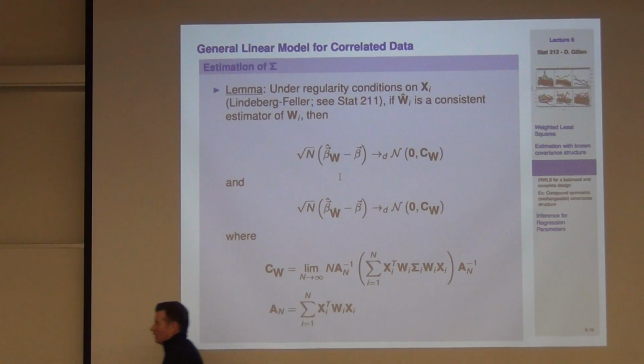Okay. Yeah, Mark. In CW, you have an n sitting in front. Should that be 1 over n? No.